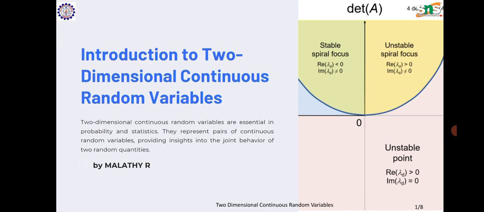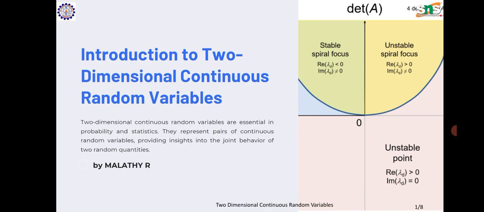Topic is Introduction to Two-Dimensional Continuous Random Variable. First of all, we should know what is continuous random variable. If we are measuring anything, that comes under continuous random variable. If we are calculating the size of the room, size of the bottle, size of the car, so whatever may be the size of something, we have to measure that. Whatever we are measuring, that comes under continuous random variable.